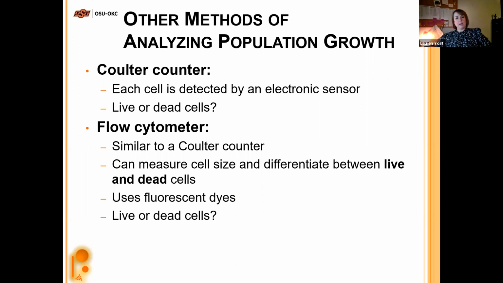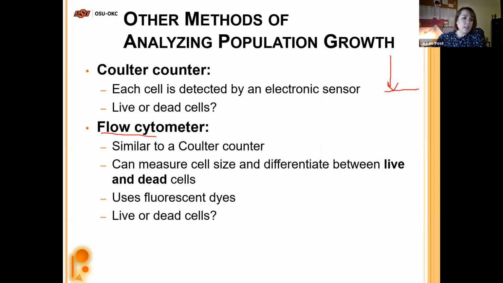Each cell is analyzed by an electronic sensor. It's literally an electronic sensor, and it's just dripping the culture through that sensor and counting how many go through. So do you think this is going to analyze alive or dead cells? Yeah, you can't tell with this one.